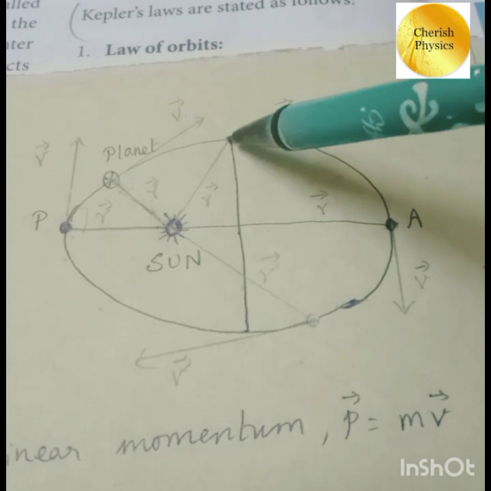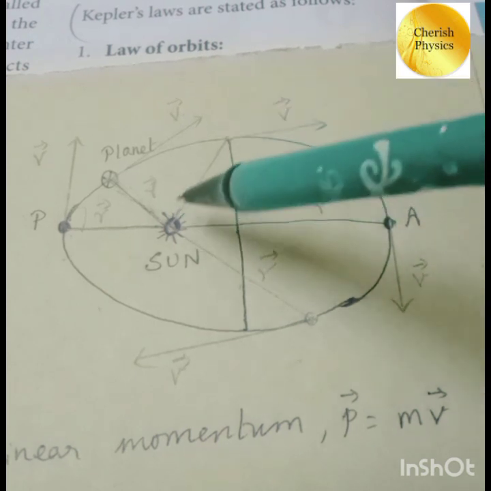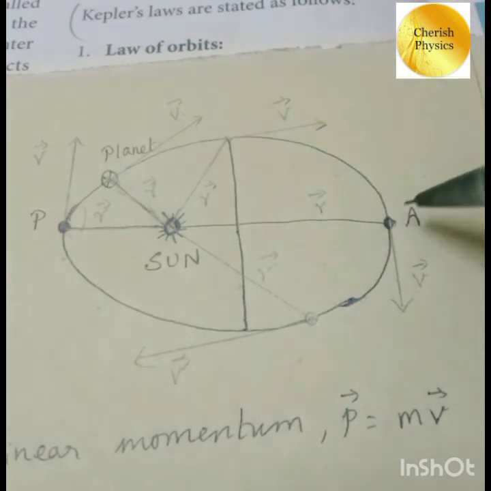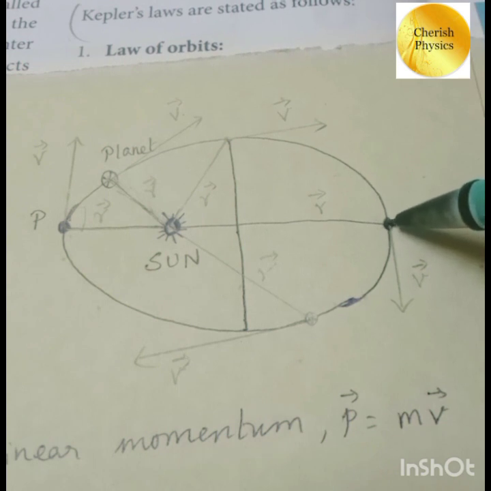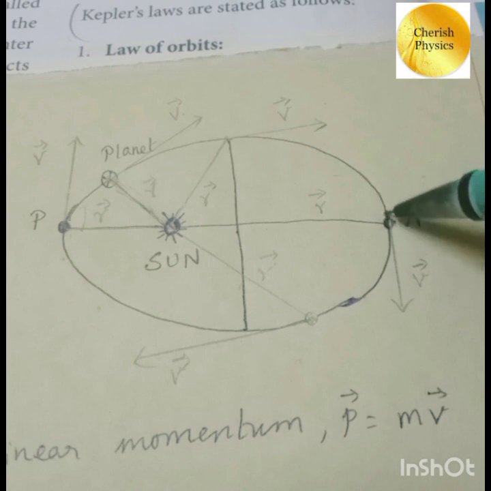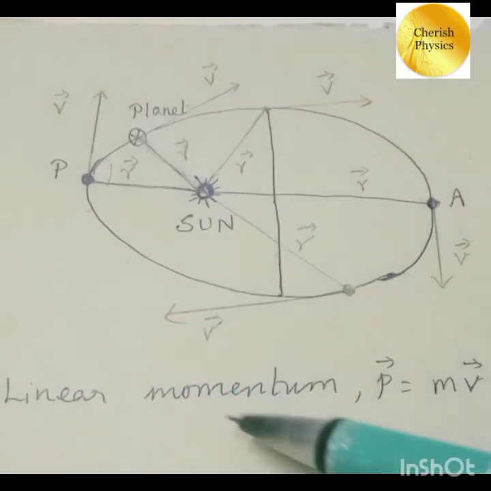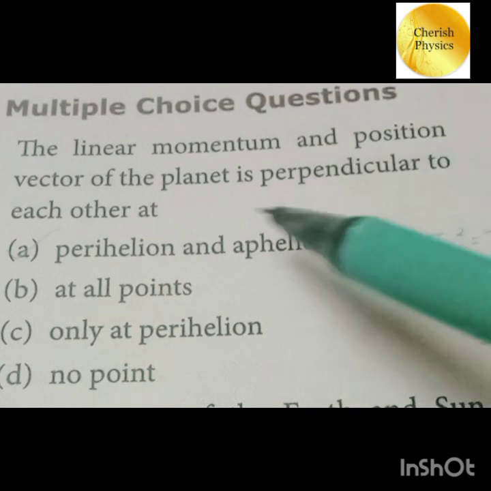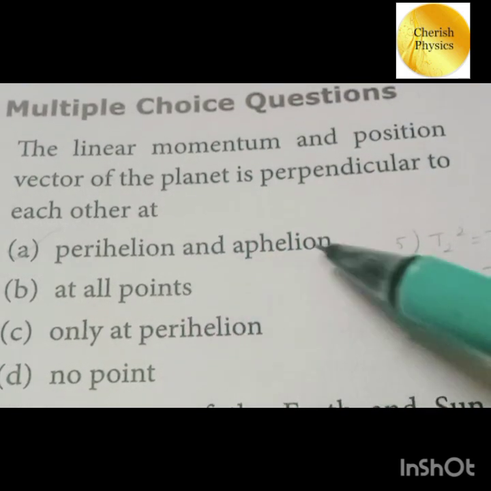And now let us consider the point where the planet is here. Likewise, the angle is not 90 degrees between the radius vector and the velocity. And now come to the aphelion point. This is the aphelion point and this is the velocity line, that is, the tangent drawn on the path gives the velocity. The angle between the position vector and the velocity is 90 degrees. The linear momentum vector depends upon the velocity. So the linear momentum and position vector of the planet are perpendicular to each other at perihelion and aphelion.